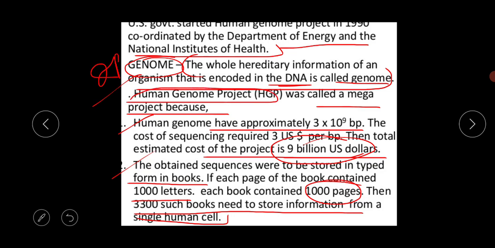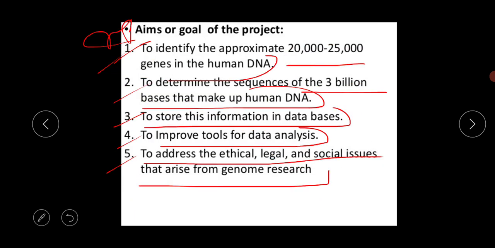Okay, and why this is called the mega project. You should know why this is called the mega project. So the first point and second point are there. I have written 2 points. The third thing is the main aims or goals of the project. The next thing is what are the aims or goals of the project. I have written a total of 5 points. From these 5 points, just remember 2 to 3 points.